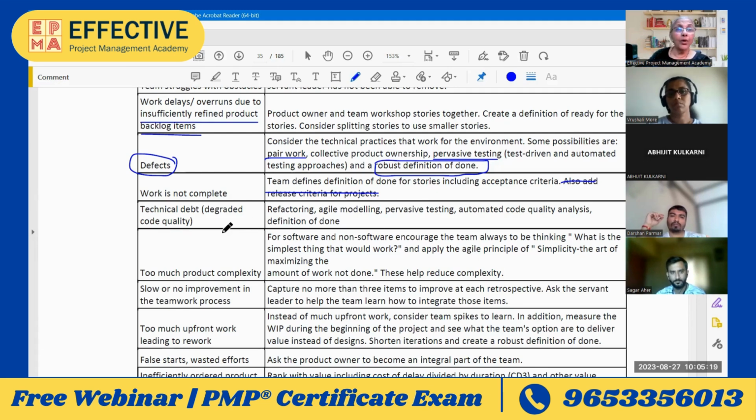Technical debt, poor quality work. In case of software, it is degraded code, but in any other area, it's poor quality work. So if it is poor quality work, the explanation given here is only for software, but you have to think about how you will improve the quality.